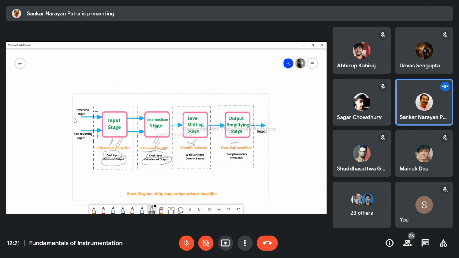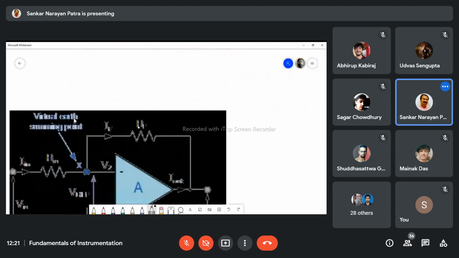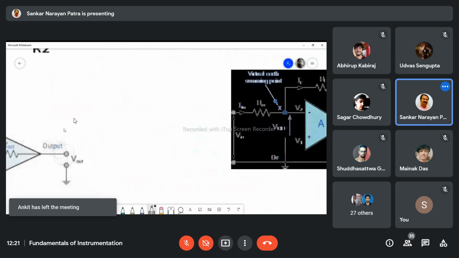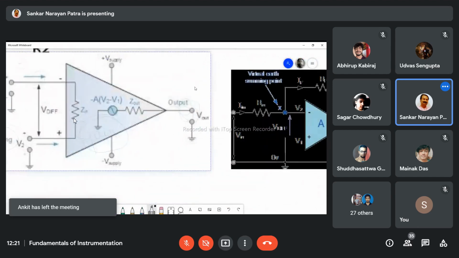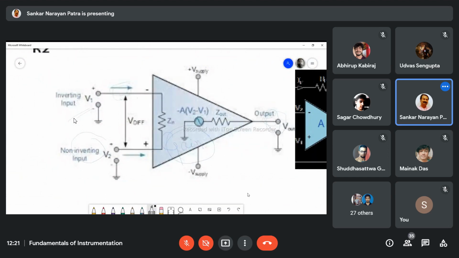Now, if we jump back to your earlier circuit, this one is my transistor operational amplifier, and this is the equivalent circuit. We usually draw it this way.